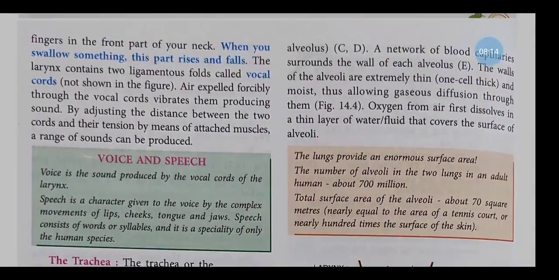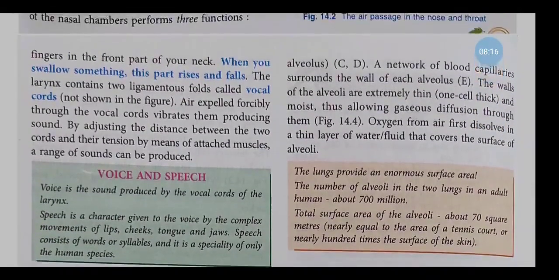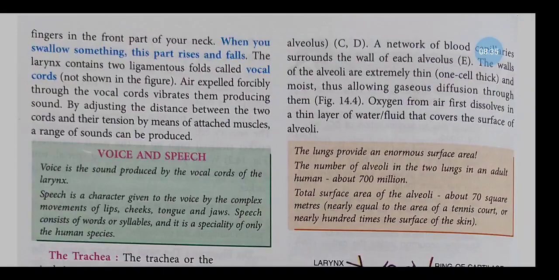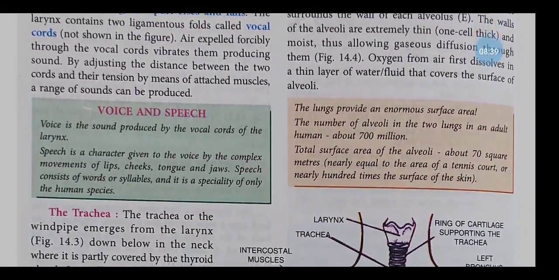A network of blood capillaries surrounds the wall of each alveolus. The walls of alveoli are extremely thin and moist, thus allowing gaseous diffusion through them. Oxygen from air first dissolves in the tiny layer of water that covers the surface of the alveoli.